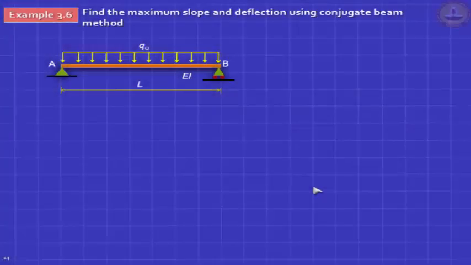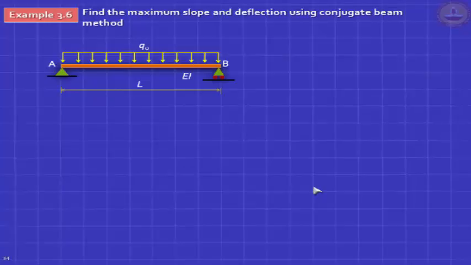Remember, the answer to this is 5 by 384 Q naught L raised to 4 by EI. We assumed it. We are now going to prove it. We are asked to find both the maximum slope and the deflection. First step, what's the first step? Draw the bending moment diagram.